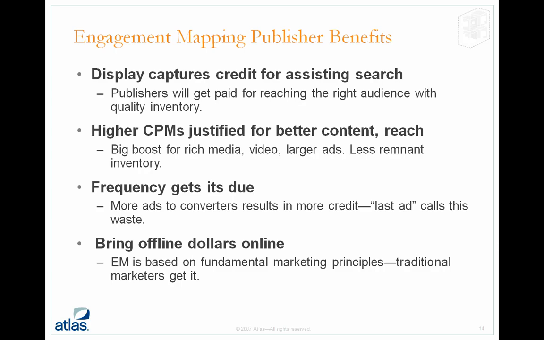Higher CPMs are going to be justified for better content and better reach. So again, rich media, video, and a lot of the emerging media pieces are going to be able to justify a higher CPM, which right now, frankly, a lot of times they can't. When we talk to advertisers, they have video or a piece of rich media, they like it, but it just doesn't pencil out for them in terms of conversions. They still are doing a ton of rich media, but they know that something's broken in the system, and we're working on fixing that.